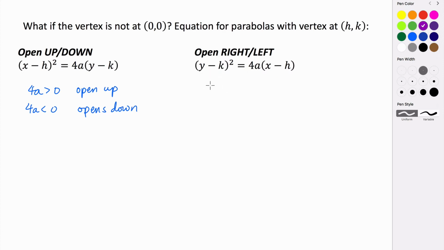So again, if the 4a is positive, this is going to open right. This opens to the right. And if the 4a value is negative, our graph is going to open to the left. So these are the variations of parabolas. So again, these are going to be the equations where its vertex is not at the origin.